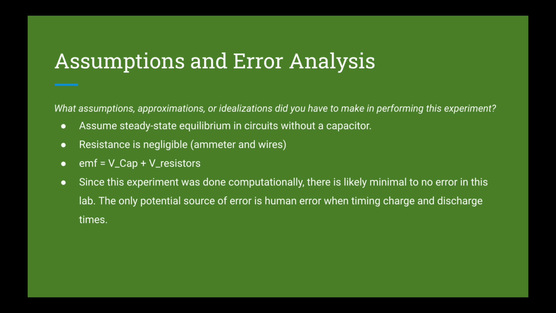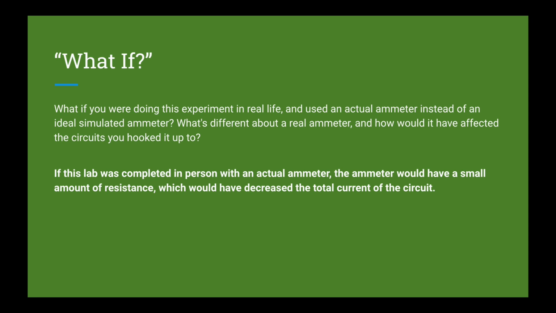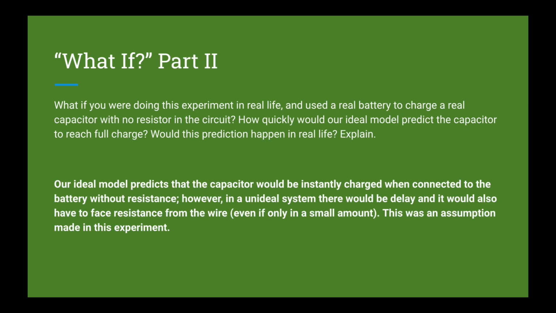The only potential source of error is human error when timing charge and discharge times. If the lab was done in real life and actual ammeters were used, the ammeter would have a small amount of resistance, which would have decreased the total current of the circuit. Also, if it was done in real life and used a real battery to charge a real capacitor with no resistor in the circuit, our ideal model would predict that the capacitor would be instantly charged when connected to the battery without resistance. However, in a non-ideal system, there would be a delay and it would also have to face resistance from the wire, even if only in a small amount. This was an assumption made in the experiment.